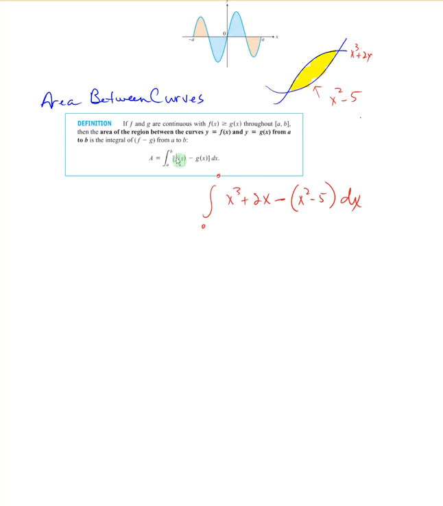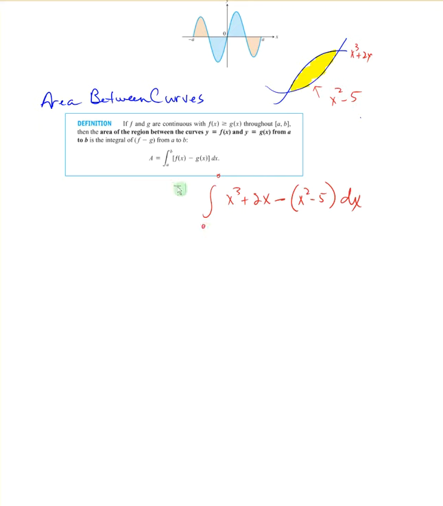This is section 5.6, the last section of the course, and we're going to cover area between curves. If we have two separate curves, like x cubed plus 2x and x squared minus 5, the area between them we can find with an integral.